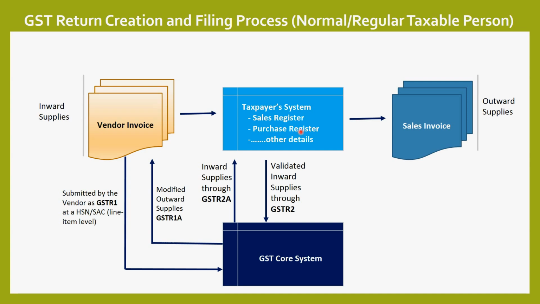Similarly, as the vendor has to file his GSTR1 at the GST core system, the taxpayer will also have to file the details of the sales that this taxpayer has done. Sale register will be maintained and all the sales will be uploaded to the GST core system, submitted by the taxpayer at GSTR1 again. Similarly, as I told, as details of GSTR1 at HS and SAC level or line item level are to be filed by vendors, the taxpayer himself will also be required to file the details in the capacity of a supplier at the GST core system.